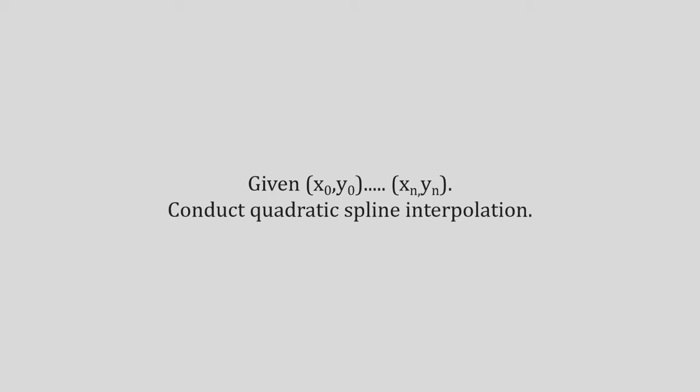Now, what does this problem statement mean? It means that somebody is giving you n plus 1 data points, and what they want you to do is to develop quadratic splines through the data. So we have x naught, y naught, x1, y1, x2, y2, x sub n minus 1, y sub n minus 1, and then the last one is x sub n, y sub n. As you can observe, our values of x are in ascending order. If the data is not given to you in that form, you just have to sort it out.